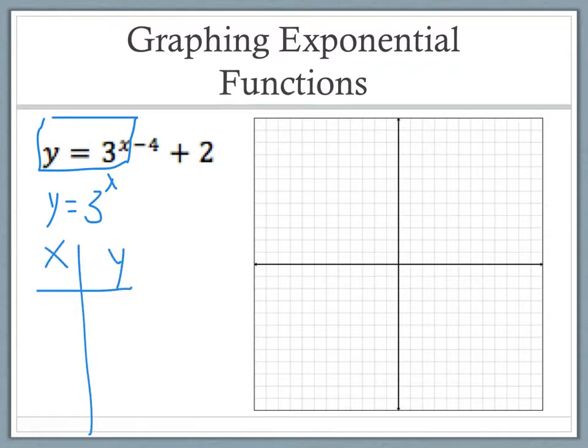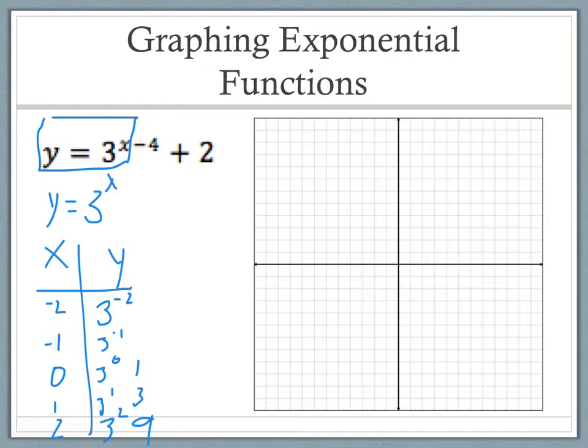So we're going to do -2, -1, 0, 1, and 2. So this is going to be 3 to the -2 power, 3 to the -1 power, 3 to the 0 power, 3 to the first, 3 to the second. I'm going to do the positive ones first because 3 to the second is just 9. 3 to the first is 3. 3 to the 0 is 1. Anything to the 0 power is 1.